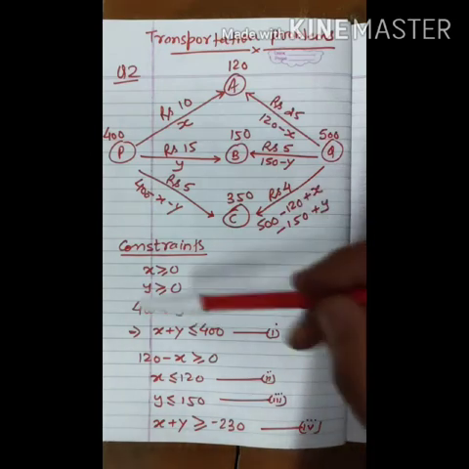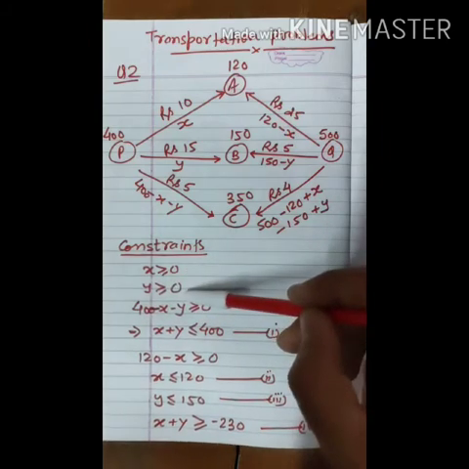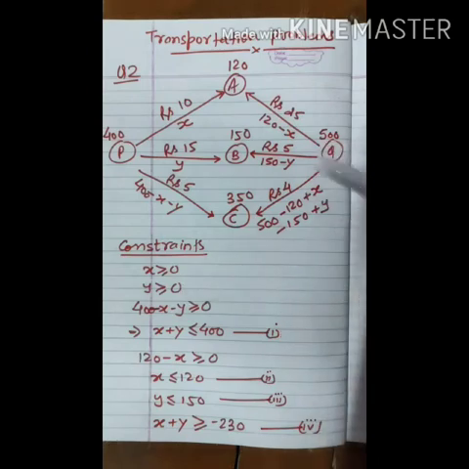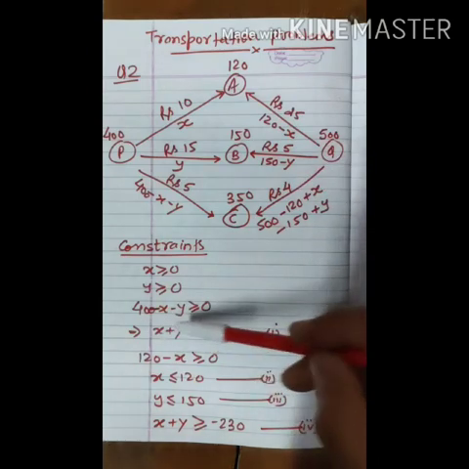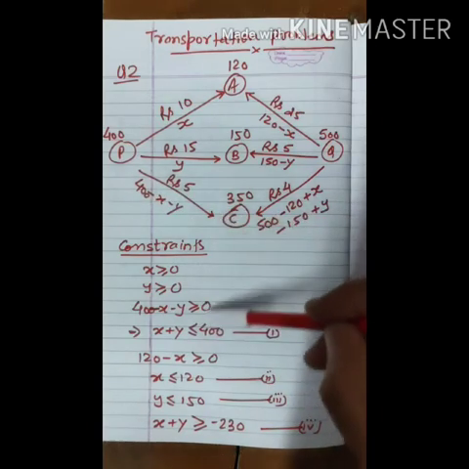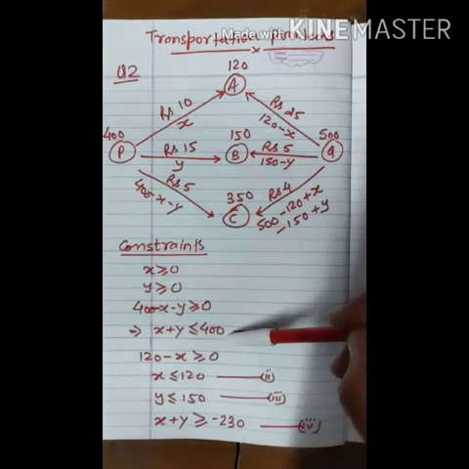So, constraints, first of all, equations. X and Y are quantities, so they must be greater than or equal to 0. Quantity can never be negative. Okay, now the first equation will be 400 minus X minus Y greater than or equal to 0, and on solving this we will get X plus Y less than or equal to 400.